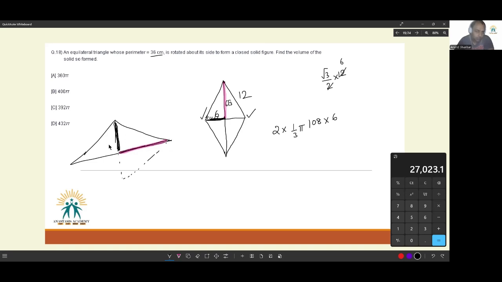So for this cone, the volume is 1 by 3 pi. This is 6 root 3, this is 6. So 6 root 3 square is 108, times height 6. And there are two such cones generated, so into 2. We have to take care of this. 108 into 2 is 216, into 2 is 432 pi. So the final answer is option D, 432 pi.